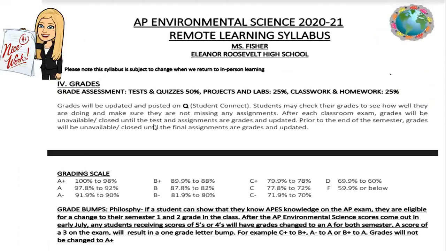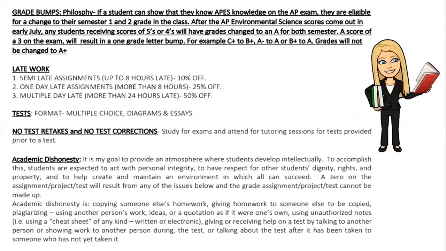Now, here's our syllabus. You can see tests and quizzes are 50%. Projects and labs are 25%, and homework and classwork are 25%. My goal is that I can get all of those grades uploaded. I do make comments on Google Classroom, so if you wonder why your student got 7 out of 10 points and you go to their Google Classroom with them, you can actually see comments that I make that tell them why. Here's our grading scale down below, and then here's information on grade bumps.